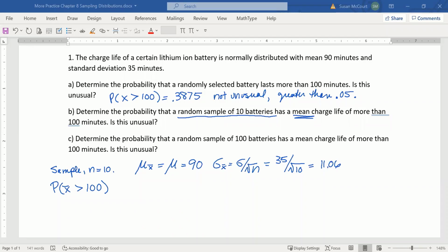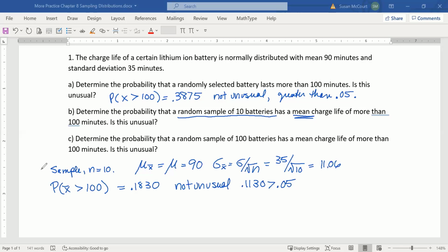If we go back to the normal calculator with the mean of 90 and now sigma of 11.06 and do the probability, we get 0.1830. So now we see that that is not unusual because it is more than 5%, 0.05. Any questions?